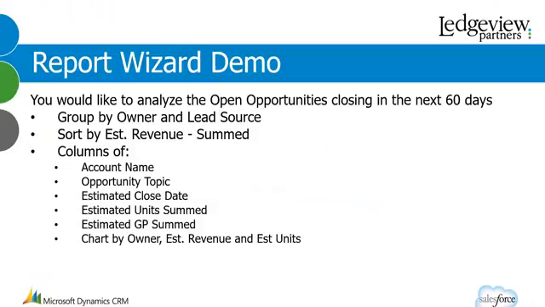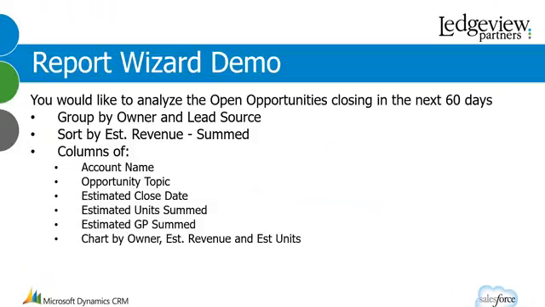Then for our columns, we're going to put in account name, opportunity topic, because those are key information to know, the estimated close date, and then we want to know estimated volume and estimated gross profit. We're going to sum both of those. Then we're going to create a chart by owner with estimated revenue and estimated volume in there as well.